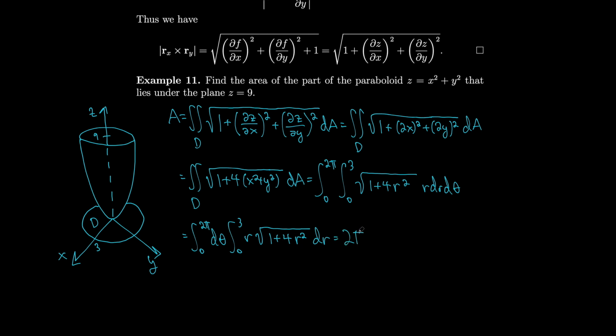So that's just 2 pi for my integral for theta times 1/8 times 2/3 times 1 plus 4r squared to the 3 over 2 power. Do a quick u substitution, and we evaluate from 0 to 3. So we just end up with pi over 6 times 37 root 37 minus 1.